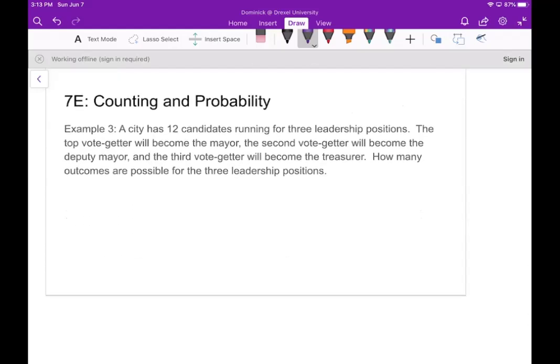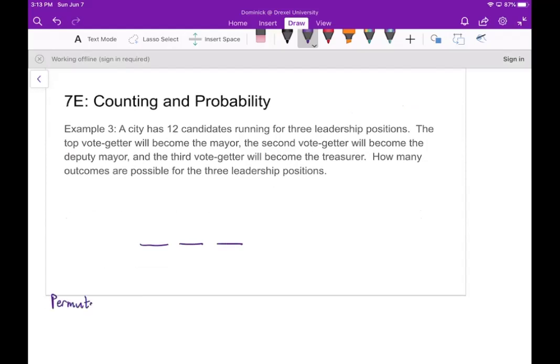So in example 3, we have that a city has 12 candidates running for 3 leadership positions. The top vote getter will become the mayor, the second vote getter will become the deputy mayor, and the third vote getter will become the treasurer. Now, how many outcomes are possible for the 3 leadership positions? Well, we can think of this either in slot form, or we'll think of it as permutation form.